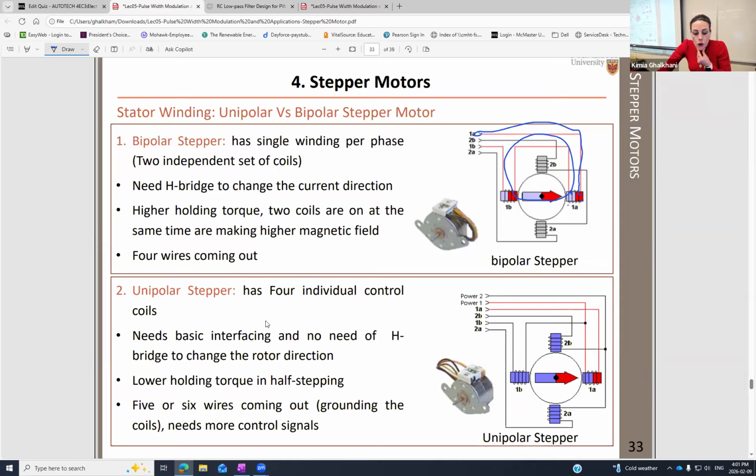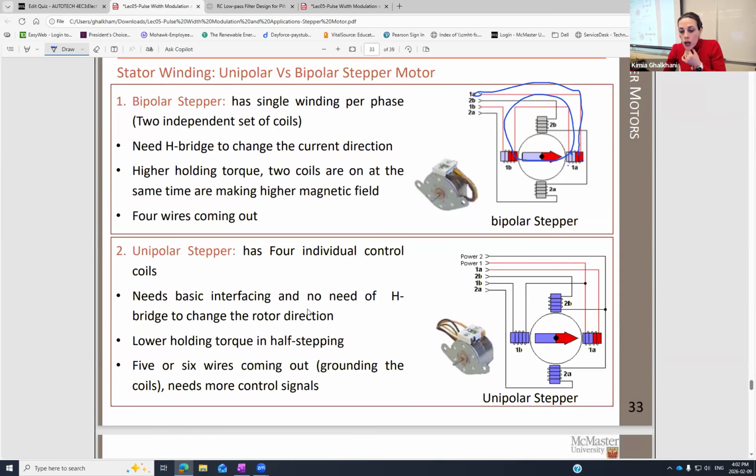So it generally has 4 wires, whereas unipolar has 6 wires. This is unipolar. Look at here, I have 6. But if I have bipolar, I have 4. This 4 means that between 1A and 1B there is one common. In here, I have one common. This one is common.